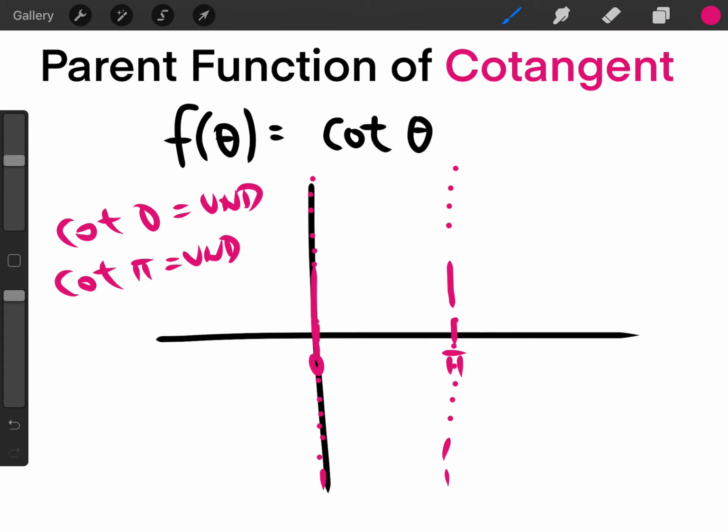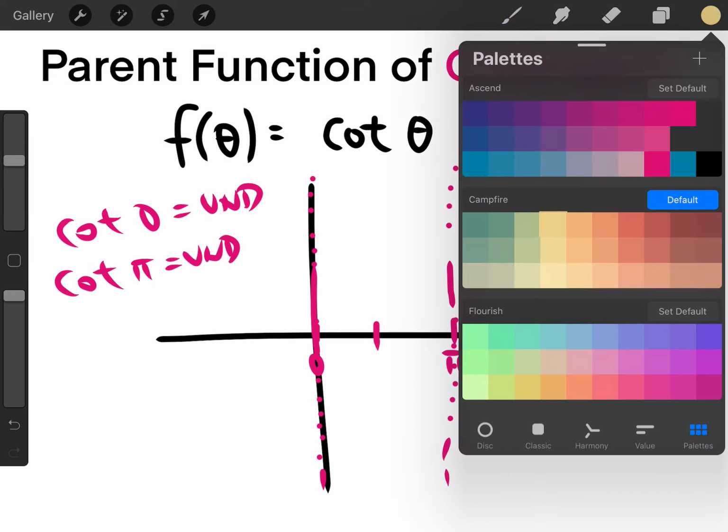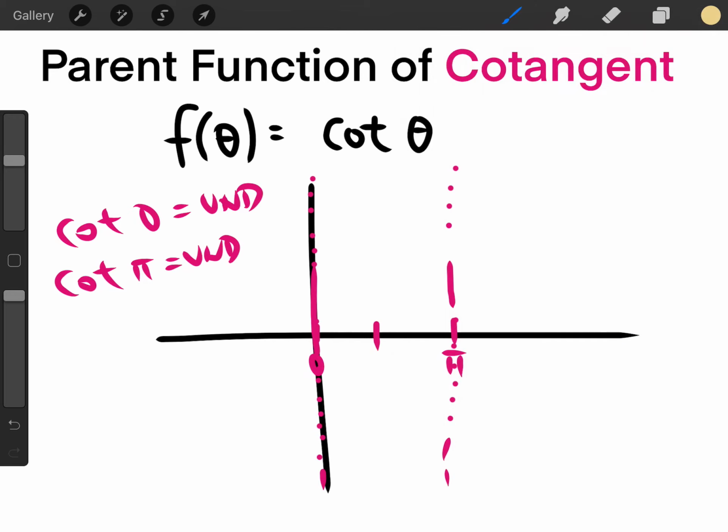Okay, you should mark a halfway label. You don't have to really label what that is, but understand that for the parent function, since cotangent is the reciprocal of tangent, this time we're going to have a bit of a reverse on the curve. So your curve is going to look like this. It's going to be in the first quadrant and the fourth quadrant like this. Okay, so this is your parent function.